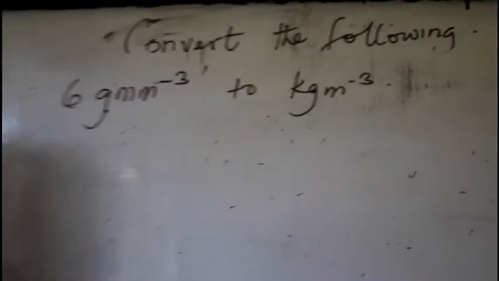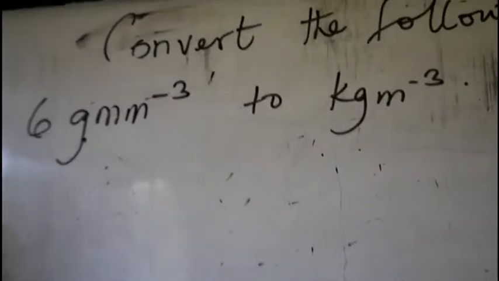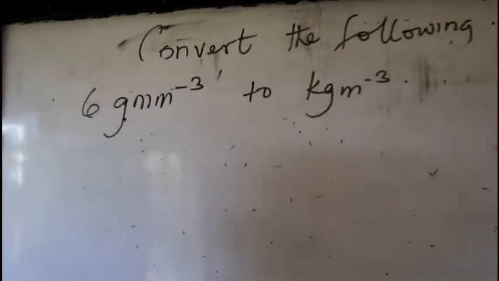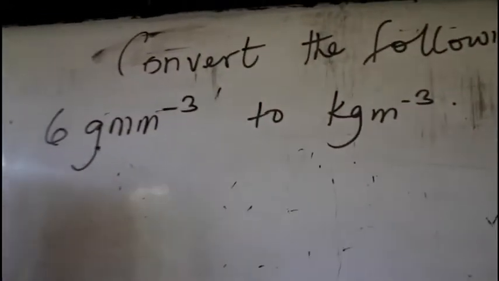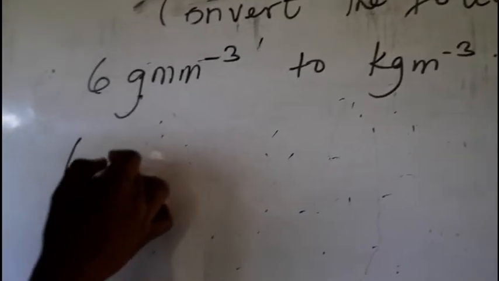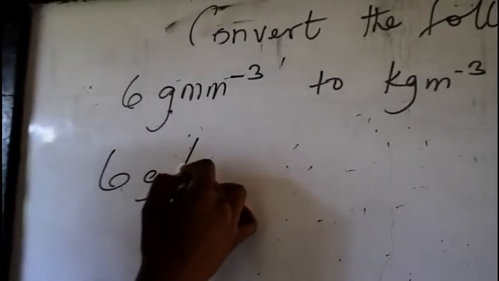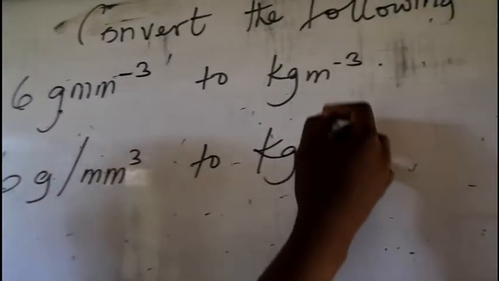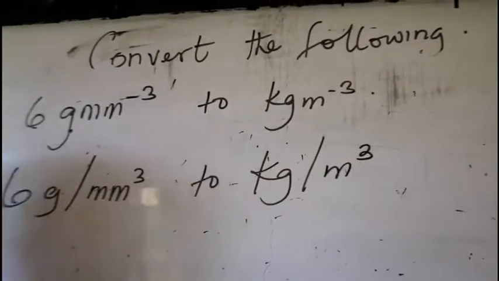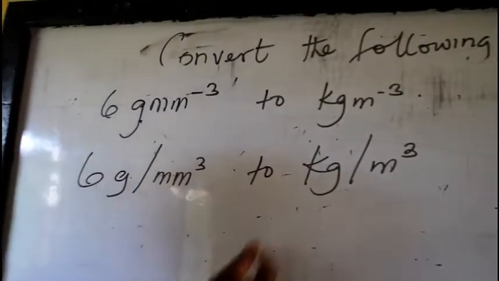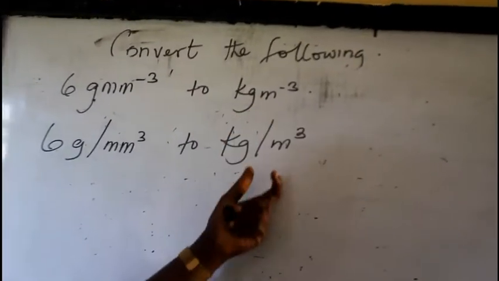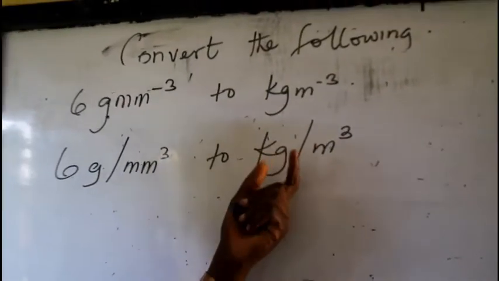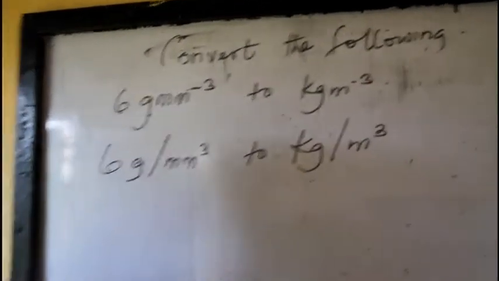Look at it, they use this to confuse you, but you don't have to be confused. It's very simple. It's still the same thing as we have done earlier. We have 6 gram per millimeter cube, which can be written as kilogram per meter cube. They are still the same thing. Now, this one assumes that you have brought this meter cube to the numerator, so that's why it has a negative sign.